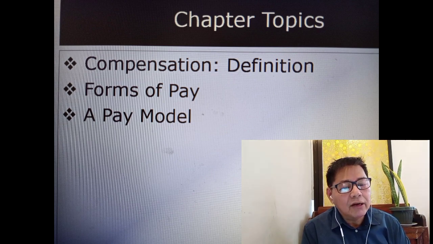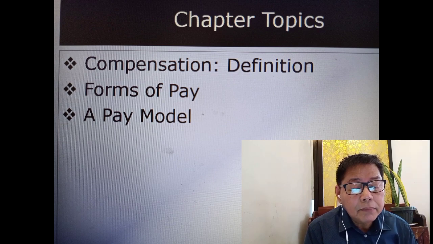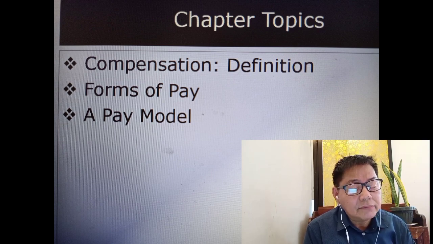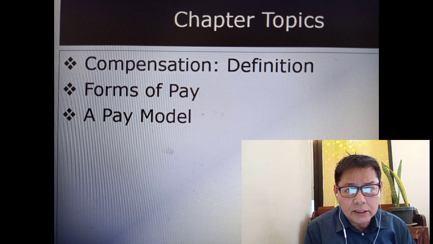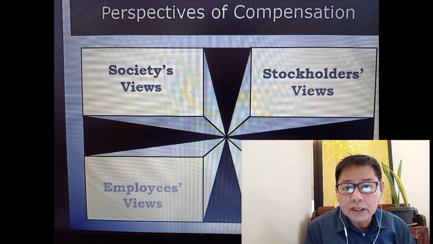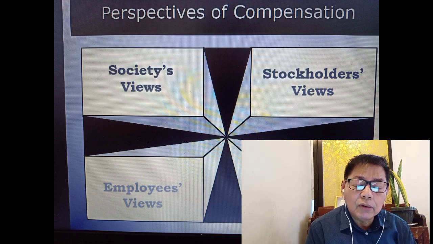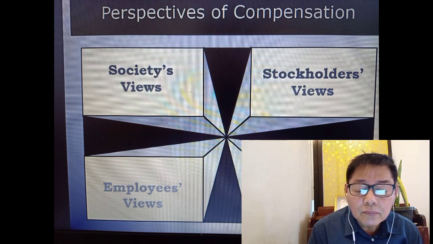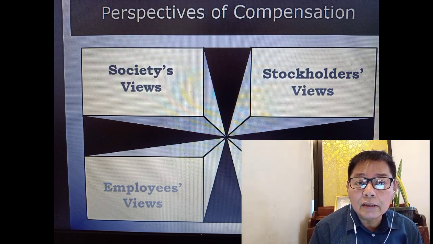The definition of compensation is initially explored from the perspective of society, stockholders, the organization, and the external environment. So these are very important in determining the proper compensation package of a particular organization. The various forms of pay are identified and defined in this chapter. The major focus in presenting a pay model will provide a structure for understanding the compensation system as a whole.